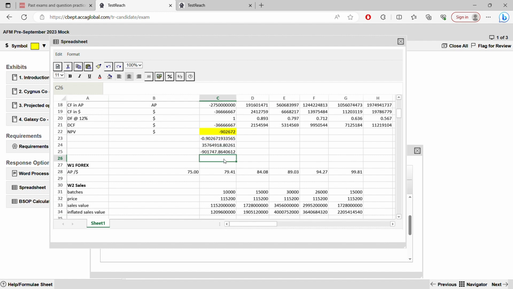This is what I wanted to show you. So in the exam, if you are running short of time and not getting time to find the discount factor and then discount, then the moment you get your cash flow in dollars, straight away apply the net present value function.